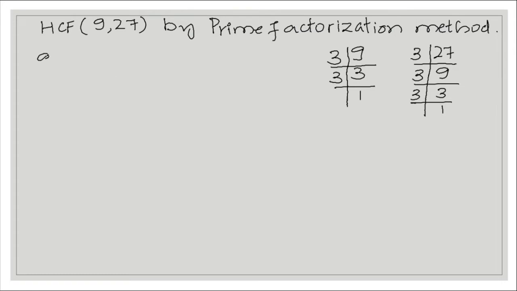Therefore, I got the result like 9 is 3 raised to the power 2 because 3 is multiplied 2 times. 27 is 3 raised to the power 3. Here, I have to find the highest common factor by choosing the common factor. Common is 3 here, and the lowest power I have to take is the power 2. Here the lowest power is 2.